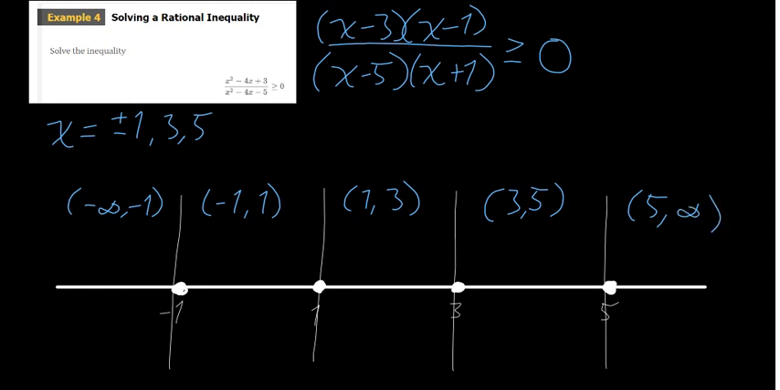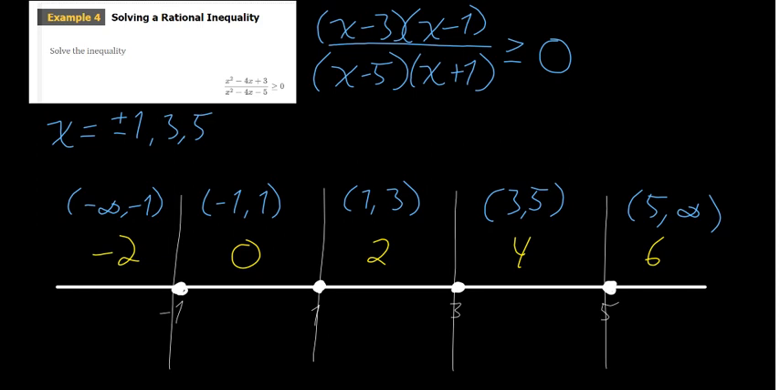Alright, so test points. Here we go. Test points. Negative infinity, negative 1. My test point's going to be negative 2. Negative 1 to 1. Always take that 0. Okay. These are my test points. Now let's plug them in. Same procedure as I did before.